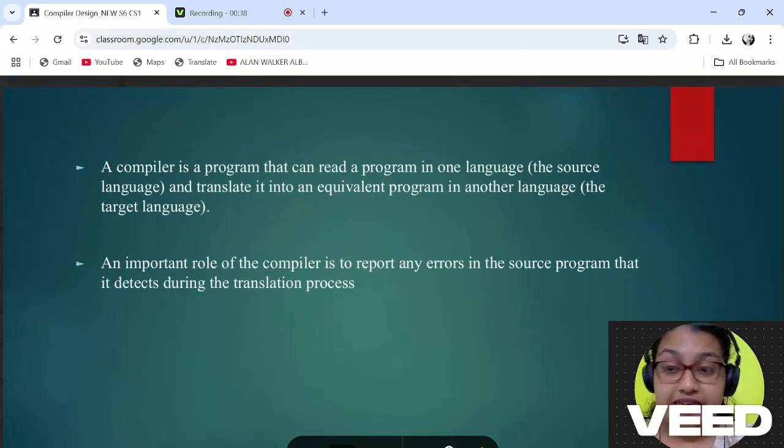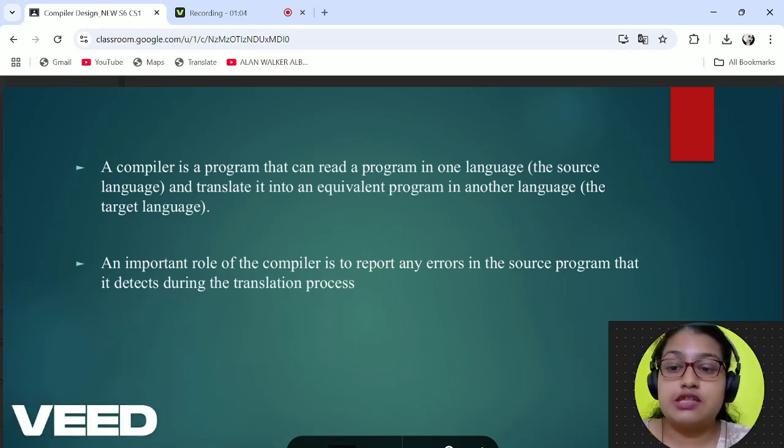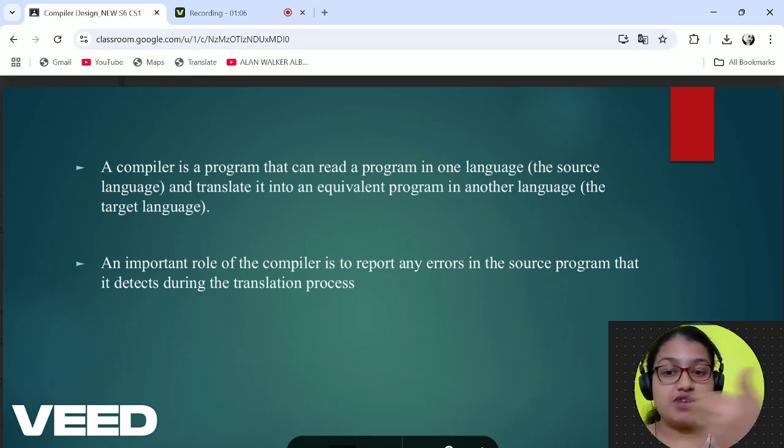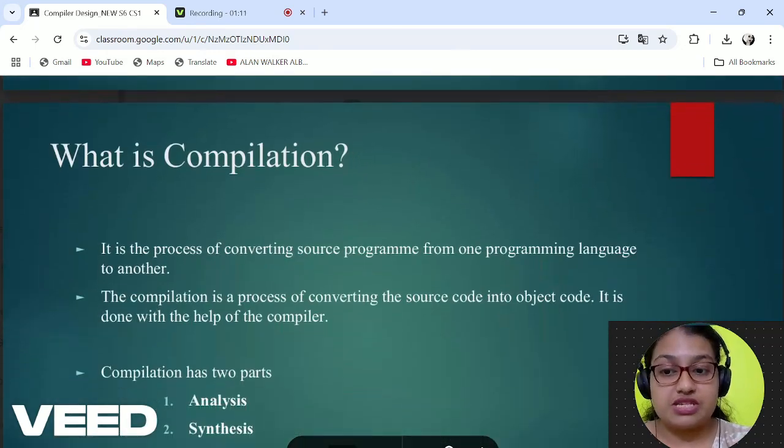So what is a compiler? A compiler is a program that can read a program in one language. First, it will read a program in one language, and that language is what we call the source language. Then it will translate this into an equivalent program in another language, and that is called the target language. One of the important roles of the compiler is to report any errors in the source program that it detects during the translation process. This conversion is what we call the translation process.